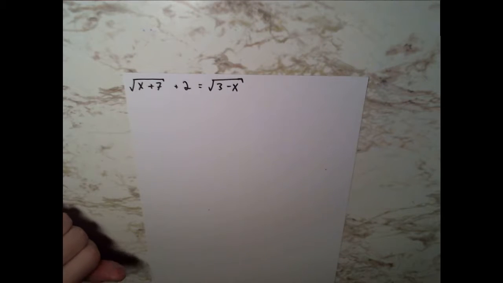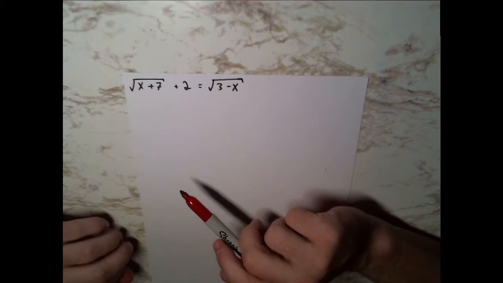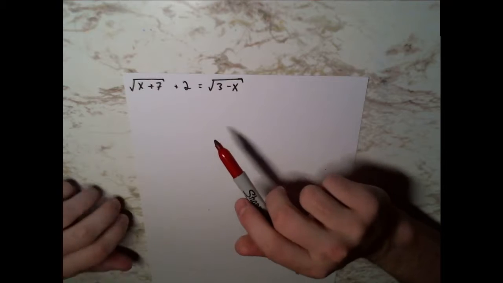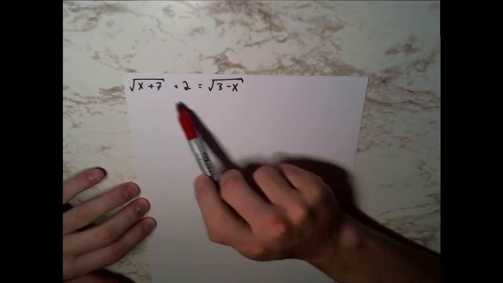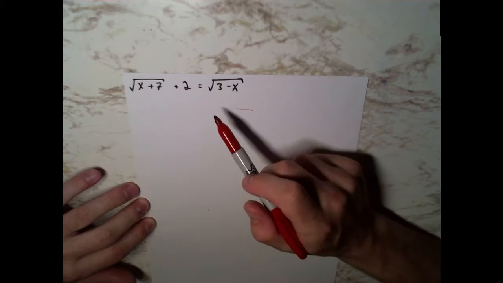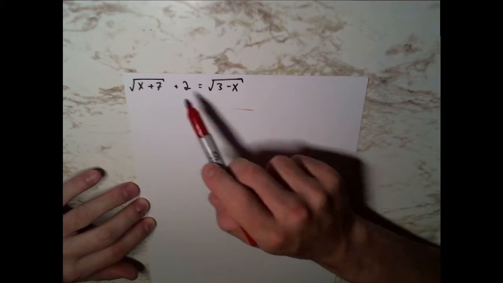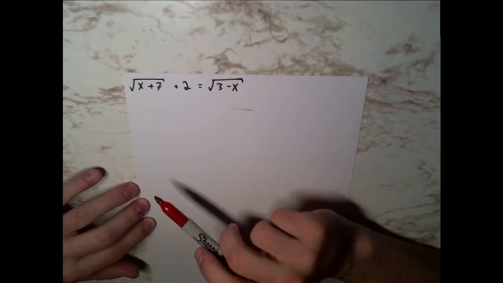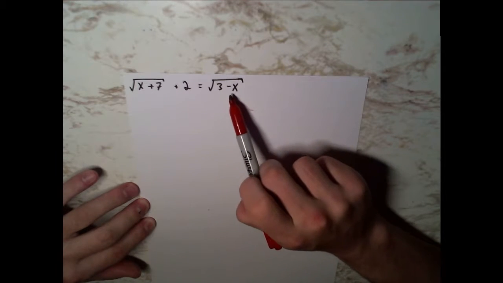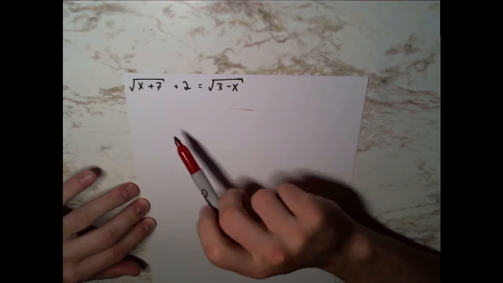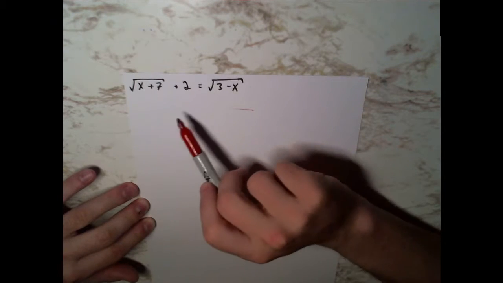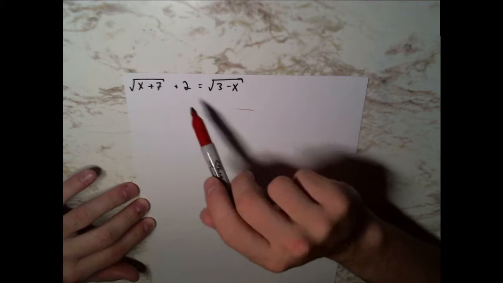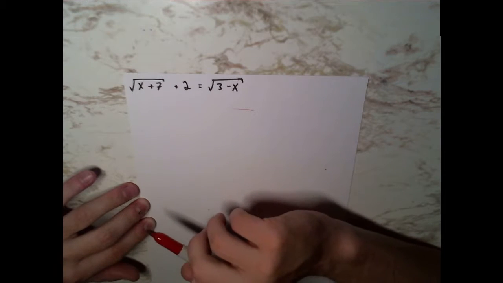Okay, today we're going to look at a complicated example of solving radical equations. Examples like this one here pop up a lot where you have two different radicals that can't be combined. Since we have a 3 minus x underneath this radical and an x plus 7 underneath this radical, we can't really do anything to simplify this down into a single radical.